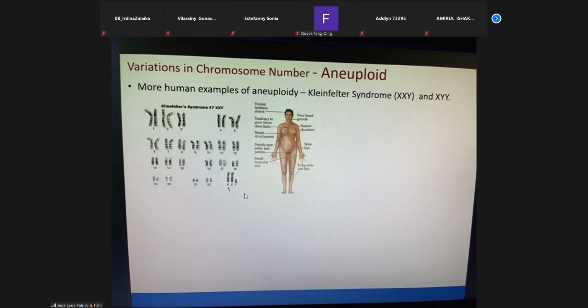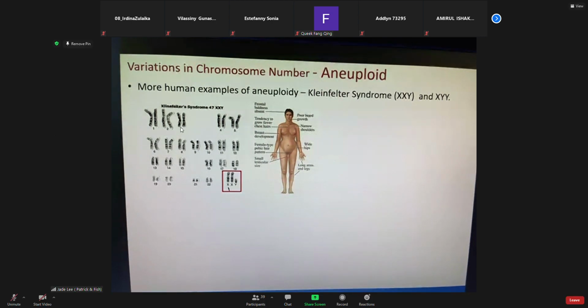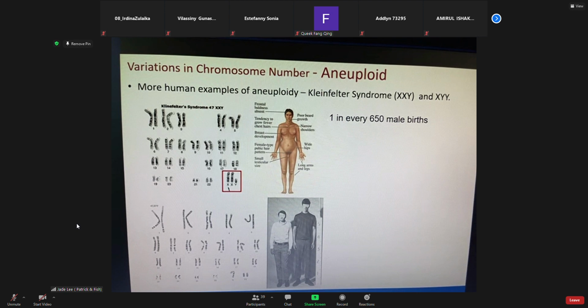Kalau kita tengok Klinefelter syndrome or XXY or XYY, kita boleh tengok di sini, ialah XXY di sini. Dia nampak macam lelaki kan? Dia ada beard kan? Tapi dia juga ada breast. And they have smaller testicles. Okay. They have the female type of pubic hair. Okay. And they have long arms and legs. Yang ini dia berlaku is approximately 1 in 650 male births.